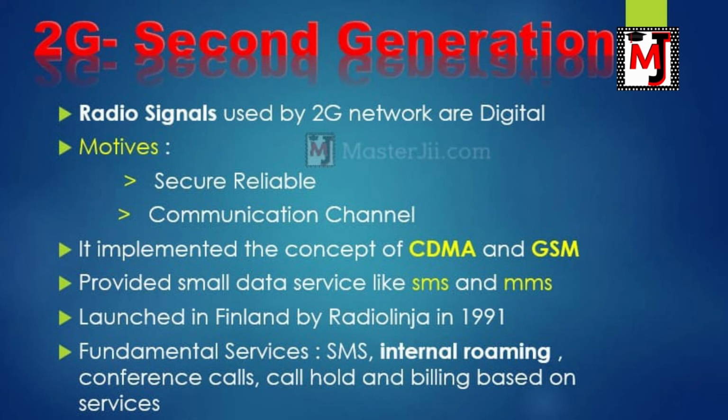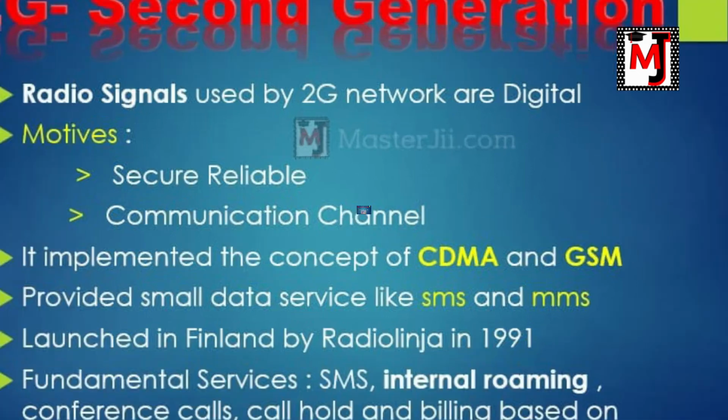The advance in technology from 1G to 2G introduced many of the fundamental services that we use today, such as SMS, international roaming, conference calls, call hold, and billing based on services. For example, charges based on long distance call and real-time billing.